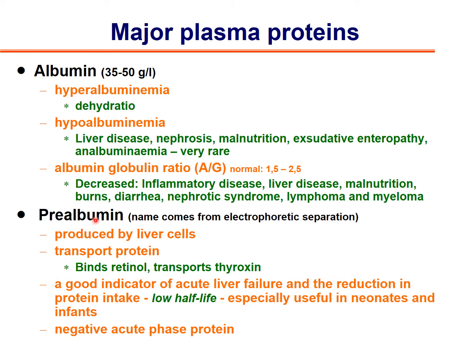The prealbumin, the name comes from the electrophoretic separation because this band can be found before, let's say, the albumin peak. It's produced by the liver cells, and it's a transport protein that usually binds retinol and transports thyroxine. It's a very good indicator of acute liver failure and reduction in protein intake. It is especially used in neonates because of its low half-life. That's a negative acute phase protein, similarly to albumin. It means that when we have an inflammatory reaction, albumin and prealbumin levels decrease. This is why it's called a negative acute phase protein.